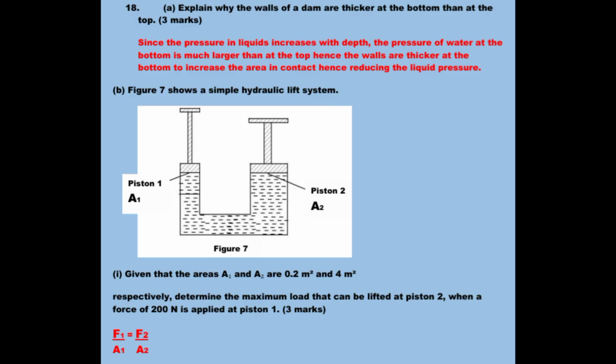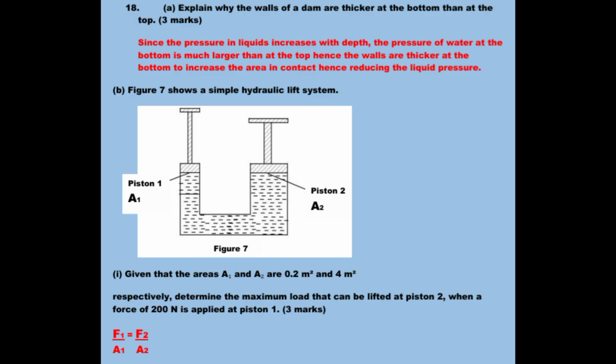Then we are told, given that the areas A1 and A2 are 0.2 meters squared and 4 meters squared respectively, determine the maximum load that can be lifted at piston 2 when a force of 200 Newton is applied to 1. So we have that setup. We all know that this is an application of Pascal's principle, whereby pressure applied at one side must be the same pressure that is transmitted to the other side.